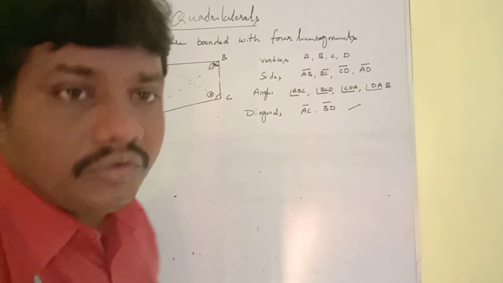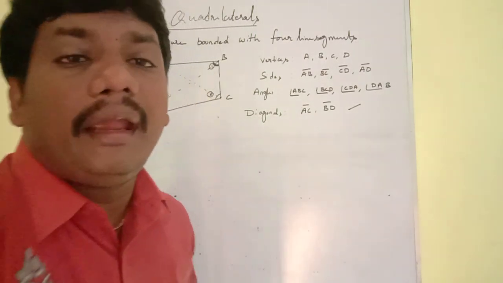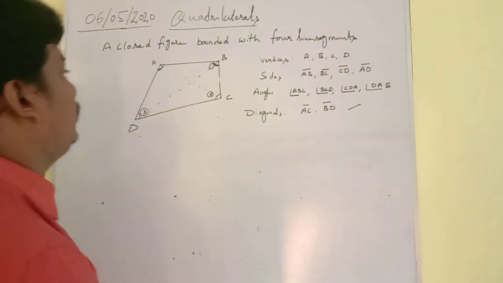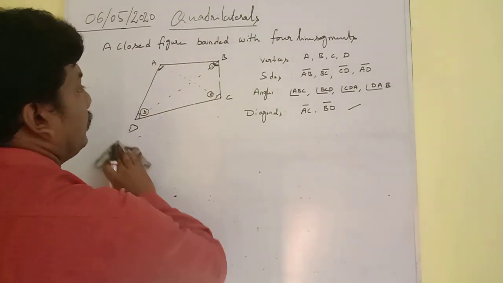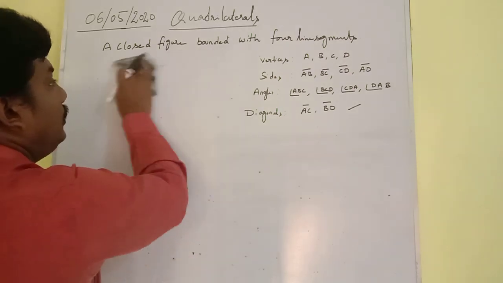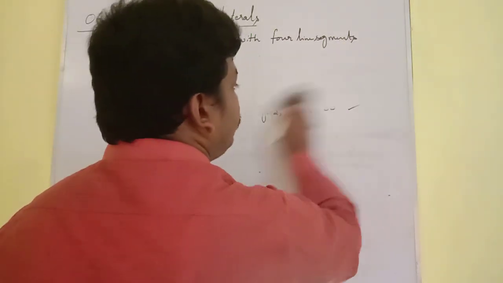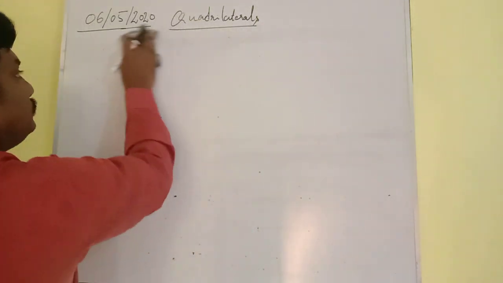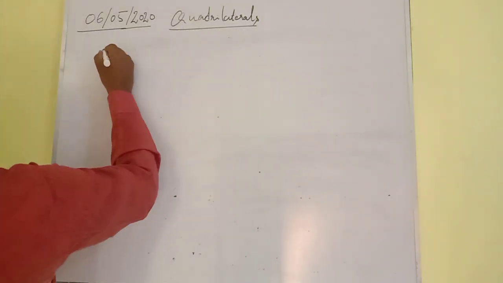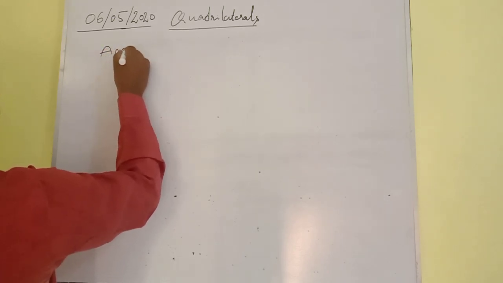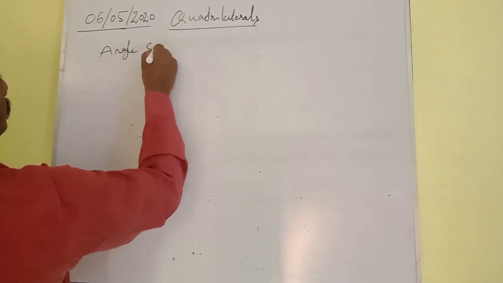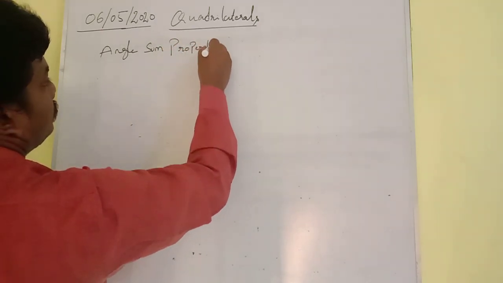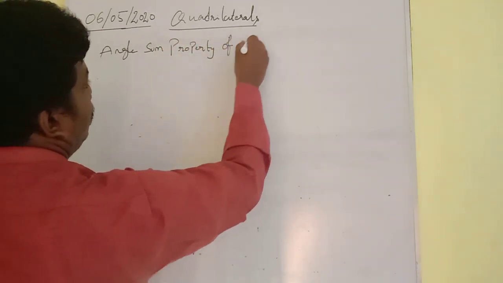Before going to the types of quadrilateral, we need to prove the angle sum property of quadrilateral. Let us see what is the angle sum property of quadrilateral. Let us see now.